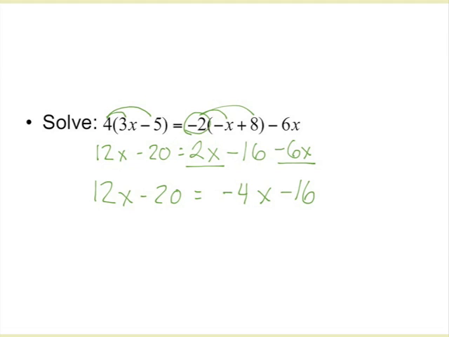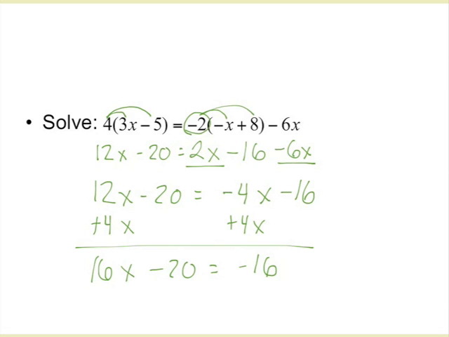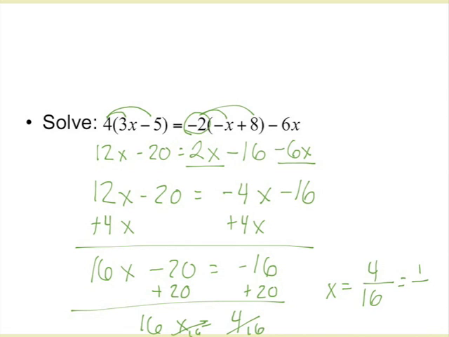Now this problem looks a lot like the last one. So there are several things you could do. I'm going to choose to add 4x. Then I'm going to add 20. And then I'm going to divide by 16. I ran out of room to do that, but divide by 16 here, and that gives me x is 4 over 16, which is the same thing as 1/4 or 0.25.